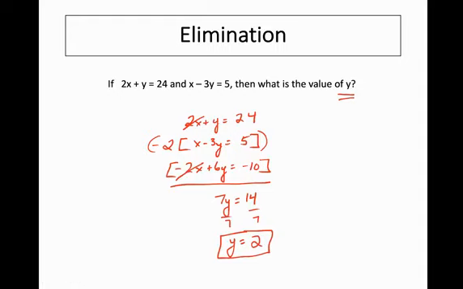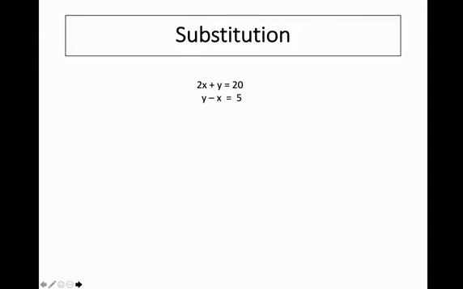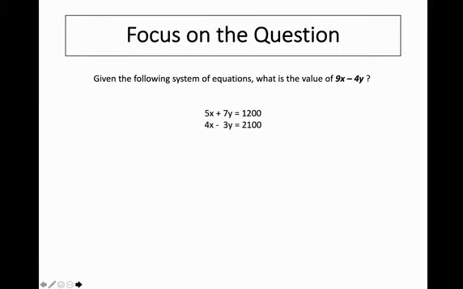I do want to point out one more thing to look for on elimination problems. And that's a reminder to focus on the question itself. They will often be asking you for what the value of x or y is, or both. But once in a while, they're going to ask you for something different.